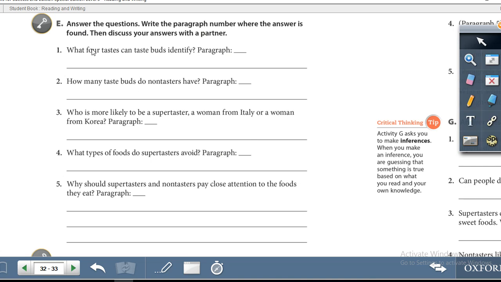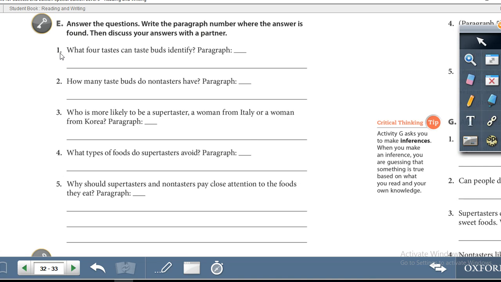Answer the questions. These are the questions. Write the paragraph number where the answer is found. So right here where they have the word paragraph, you are going to write the number of the paragraph. Once again, all of this information will be taken from reading number 1. Now this last part, discussing your answers with a partner, you do not have to do. You can simply read through the entire reading 1 and check your answer.